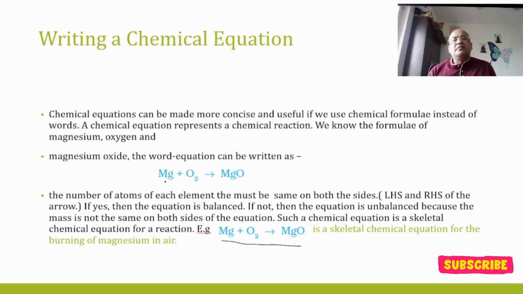Why? See here, 1 Mg is there, 1 Mg is there. Here 2 oxygen atoms are there, here only 1. So you will see that it is an unbalanced one.